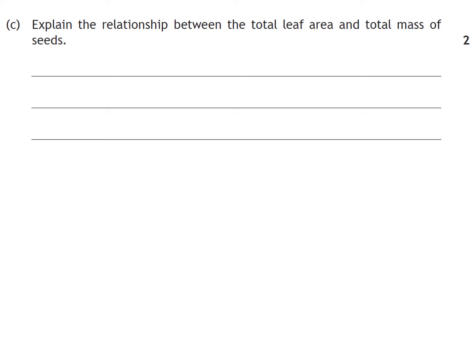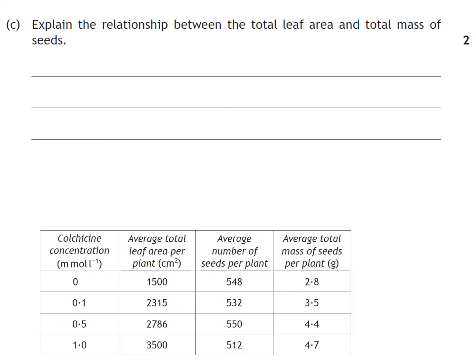Explain the relationship between the total leaf area and the total mass of seeds. Okay, now this is worth 2 marks, so you're going to have to do some proper explaining. This is not describing, it's explaining. So if we look here, at 1500 we have 2.8 mass of seeds. When our leaf area goes up to 2315, you have 3.5. 2786 giving you 4.4. 3500 giving you 4.7. So as you increase the leaf area, you're increasing the mass of seeds.